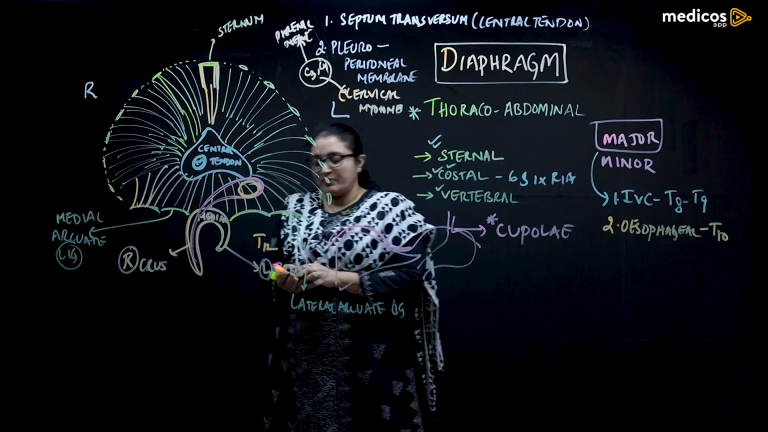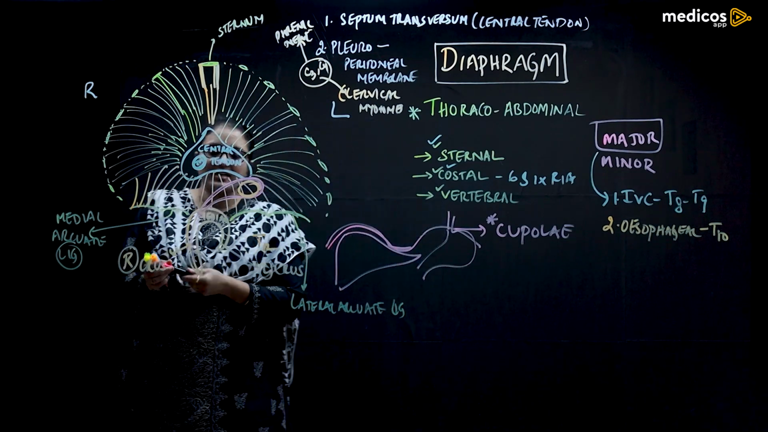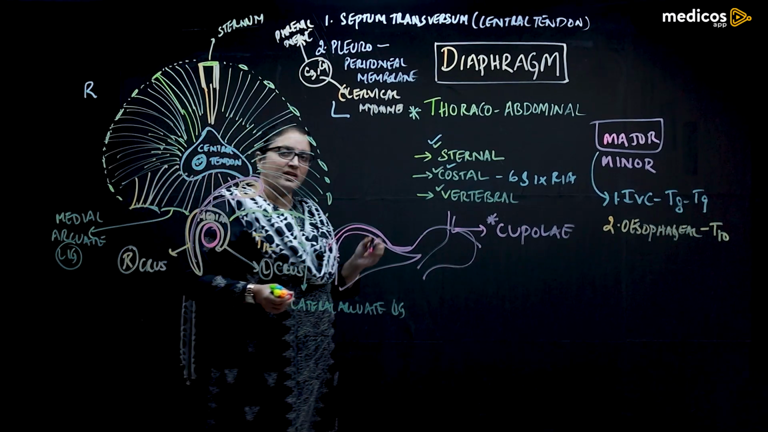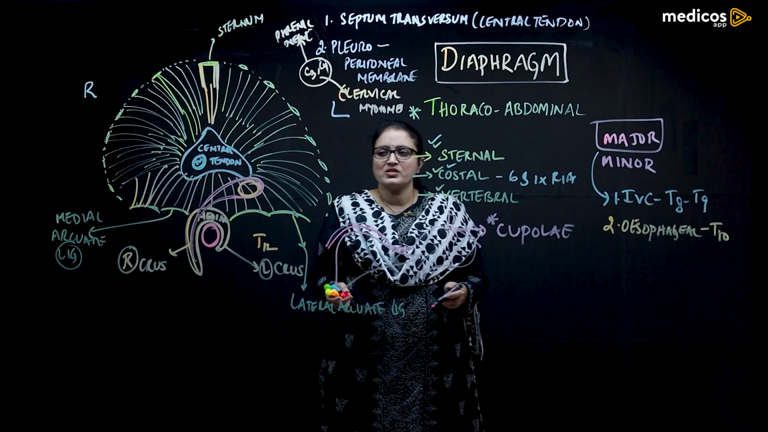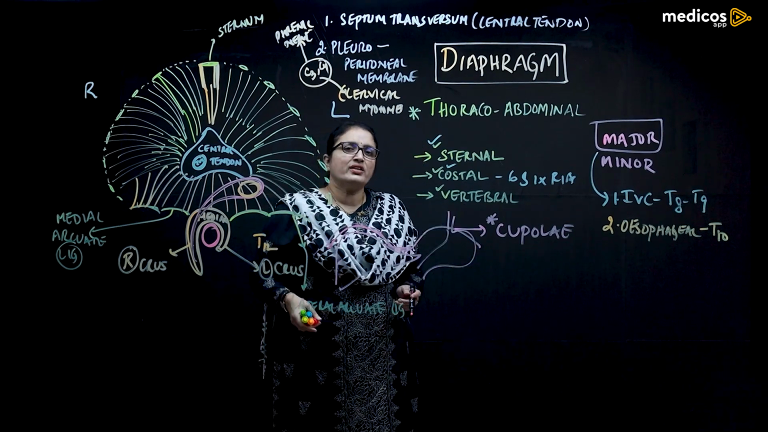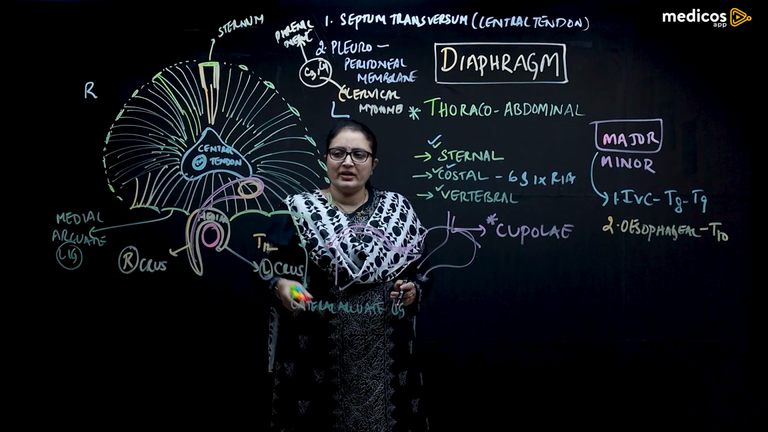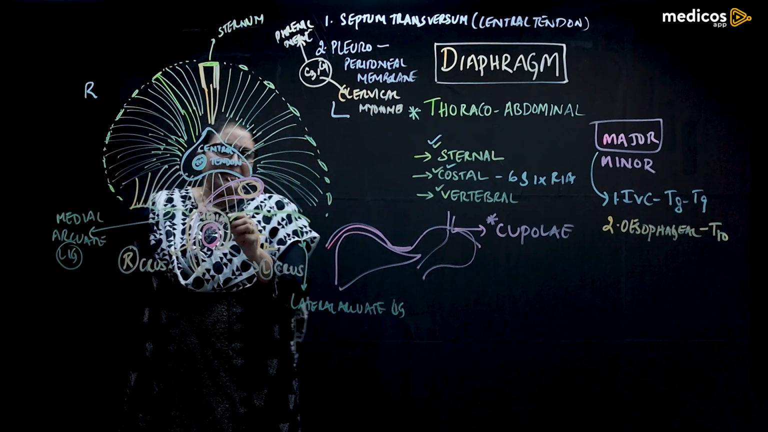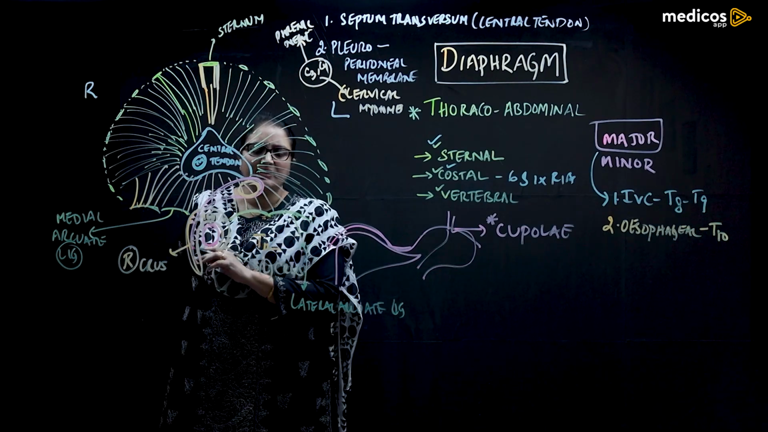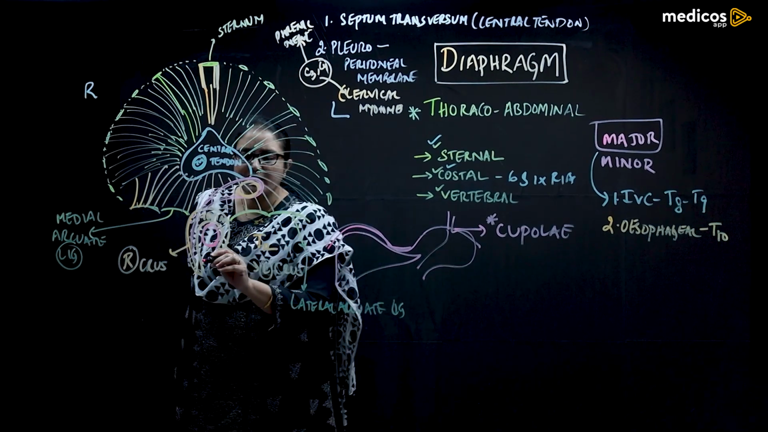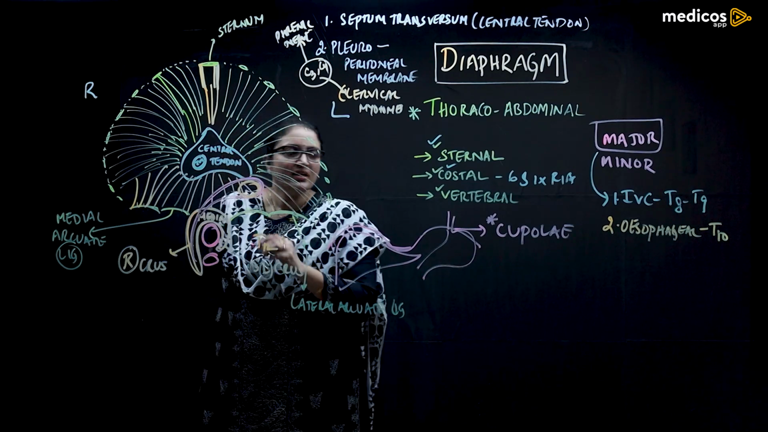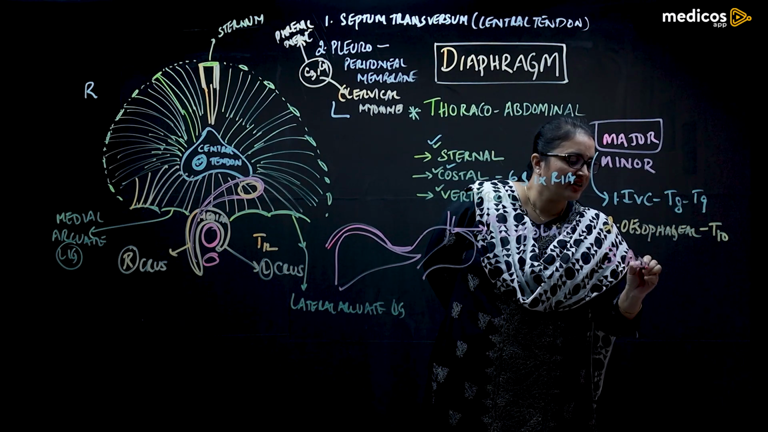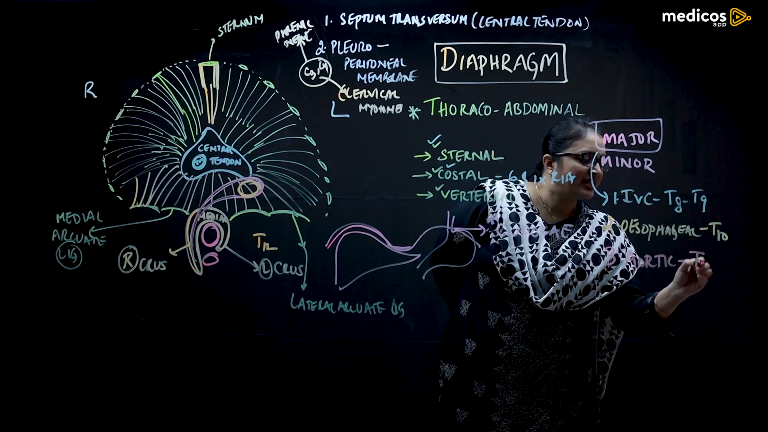Last but not the least, the major opening between the right crus and the left crus is for the aorta. The descending thoracic aorta becomes abdominal through this opening between the two crura of the diaphragm. The aortic opening is bounded above by the median ligament, on the right side by the right crus, on the left side by the left crus, and posteriorly by the vertebra. This important major opening, the aortic opening, is at the level of T12.